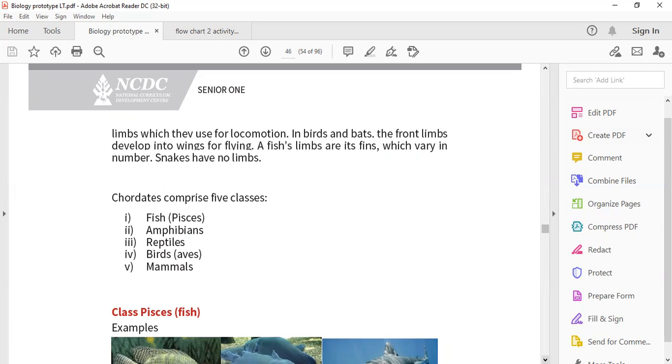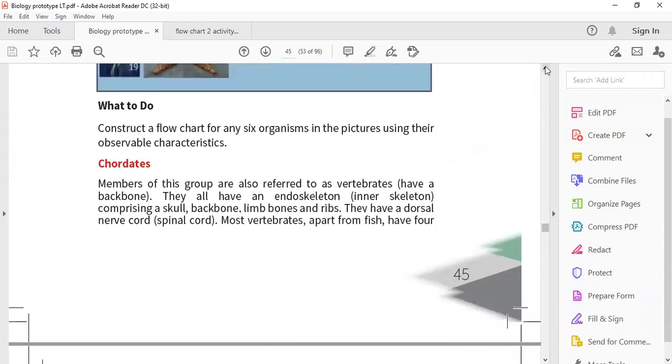Okay, very good. The previous one was helping us to understand what chordates are. That is what we need to know about chordates. One, having a backbone. That is why we call them chordates or vertebrates. And an inner skeleton.